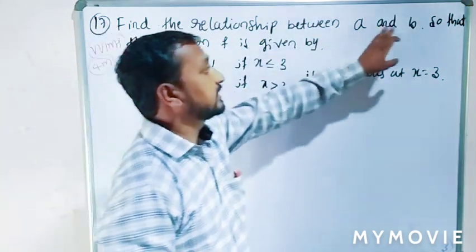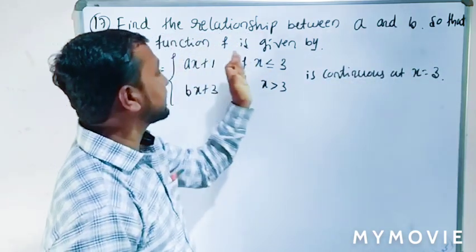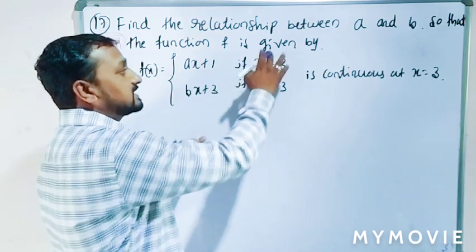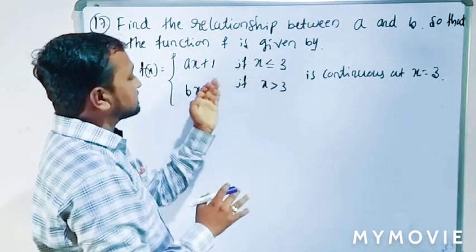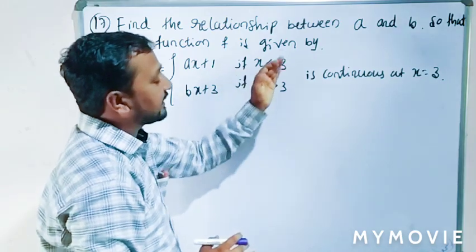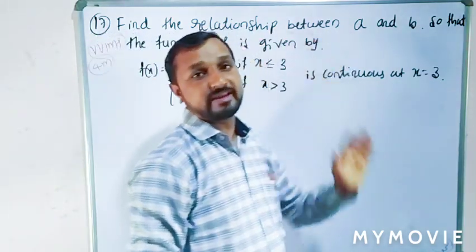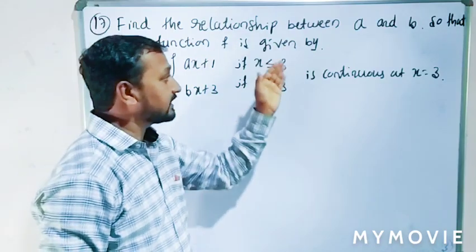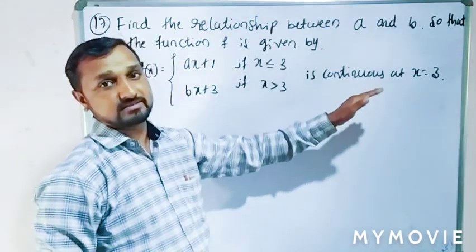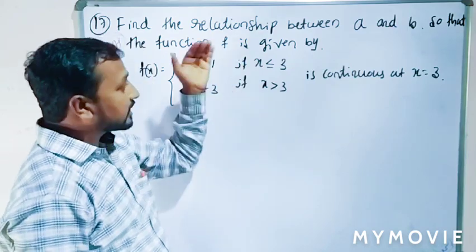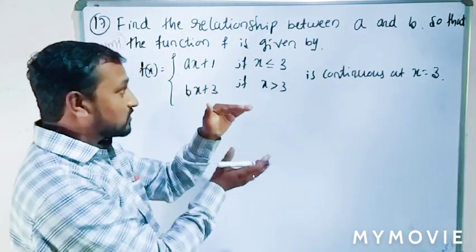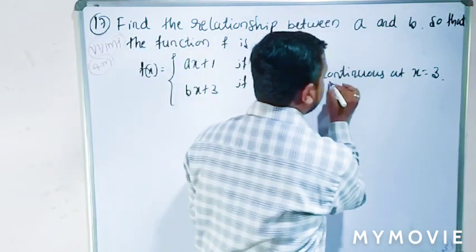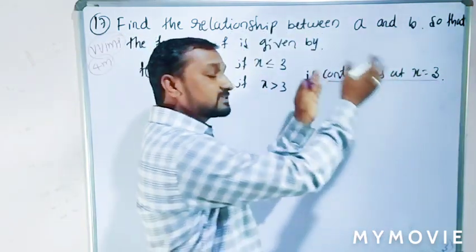Find the relationship between a and b so that the function f given by f of x is equal to ax plus 1 if x is less than or equal to 3, bx plus 3 if x is greater than 3, is continuous at x equal to 3. Here the function should be continuous, which is nothing but LHL is equal to RHL. This is the condition.